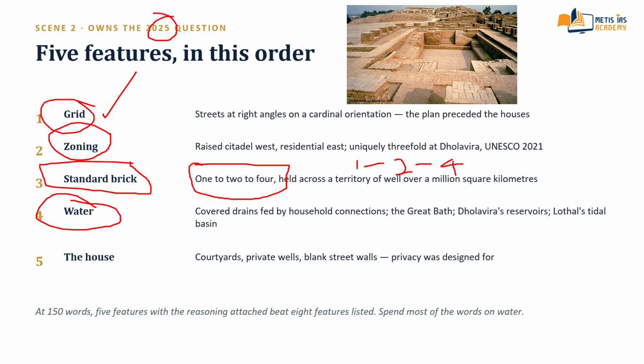Next, the fifth one, domestic architecture as evidence of priorities. Courtyard-centered houses, staircases implying upper stories, private wells, and windowless walls facing the street. The house turns inward. Privacy was designed for.